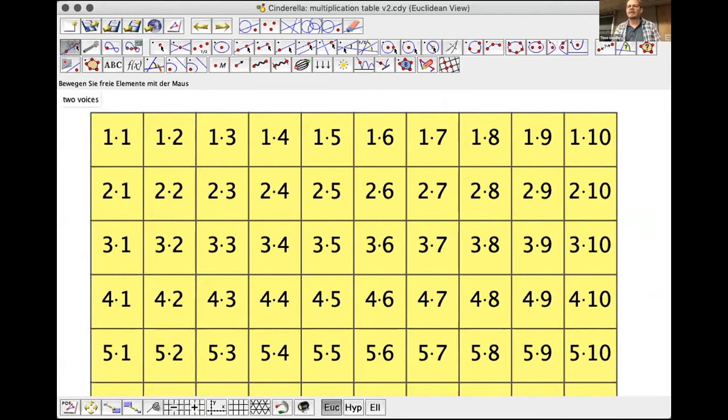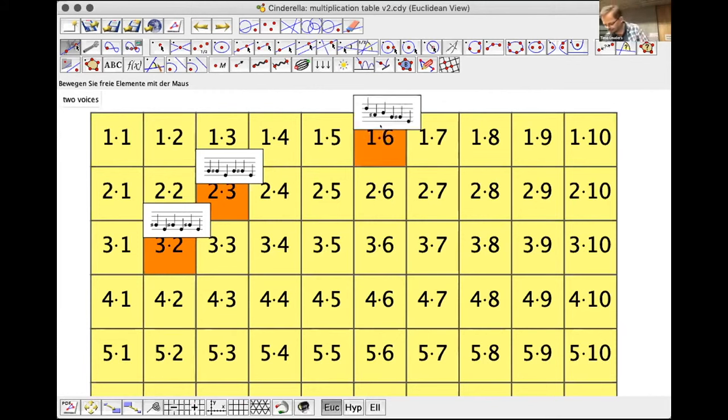And the story behind it is, people always say that 2 times 3 is 6, of course, and that 3 times 2 also is 6. But while in mathematics it's the same, in music it's totally different. And of course, 1 times 6 is totally different from 6 times 1.